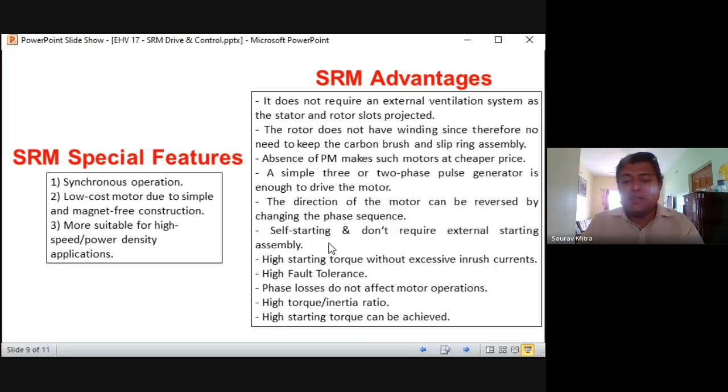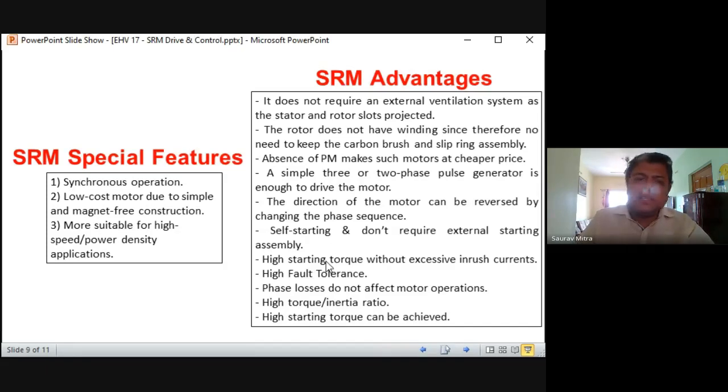So this has very high starting torque without excessive inrush of current. Excessive inrush of current might damage the coils. In this case, starting torque is very high and it does not require a huge inrush of current. If there is a huge inrush of current, as with certain SRMs which require very high starting current, that puts a lot of demand on the power electronics part. Whichever is the controller power electronics part, huge pressure comes on that if the SRM is asking for heavy current at the starting. So that thing is avoided.